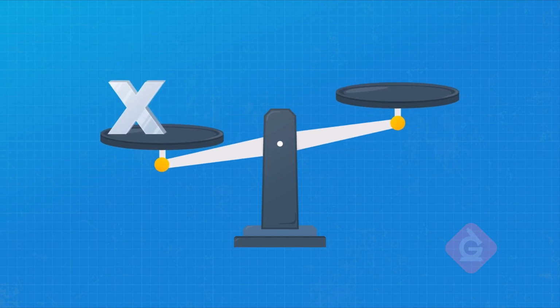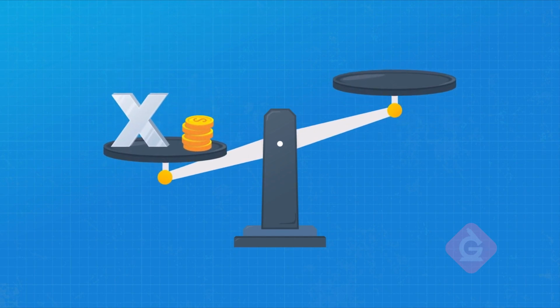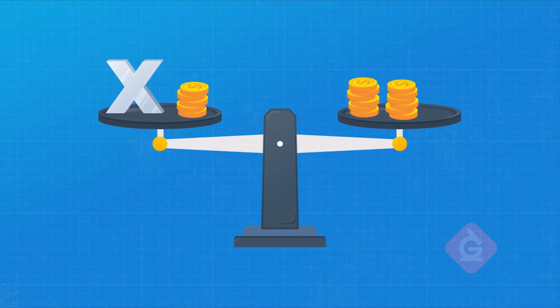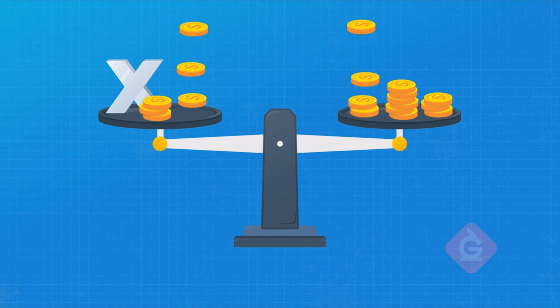The X would go on one side, along with 5 coins representing the number 5. And on the other side, there would be 12 coins. I see. Both sides are balanced, which means these amounts are equal? Right. Now watch what happens if we add 3 coins to each side. It stays balanced since you added the same amount to both sides. Correct. Now what if we subtract 5 from both sides?